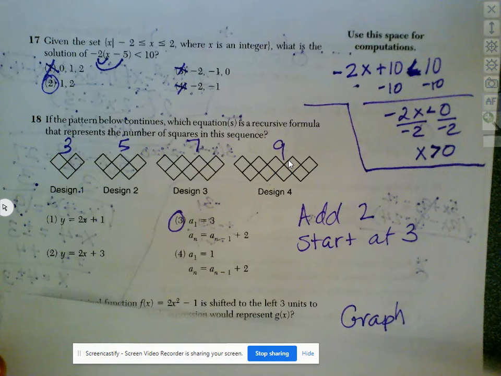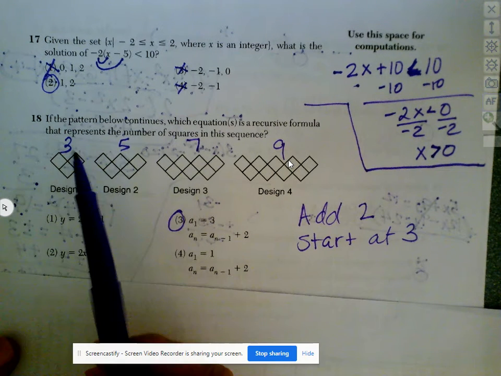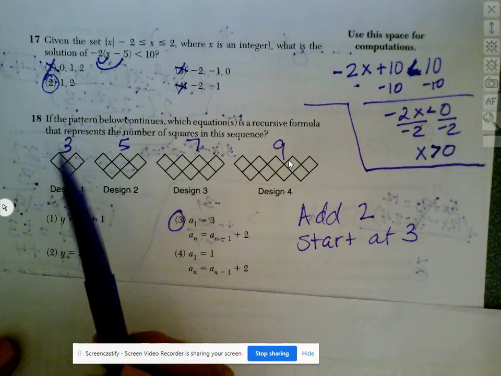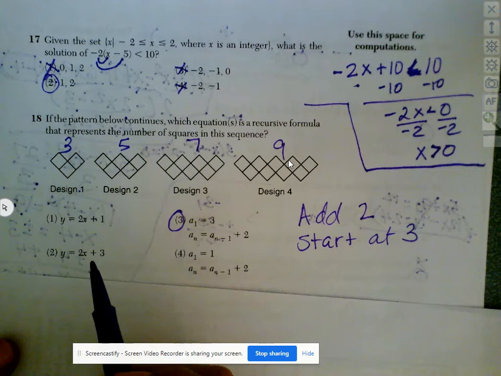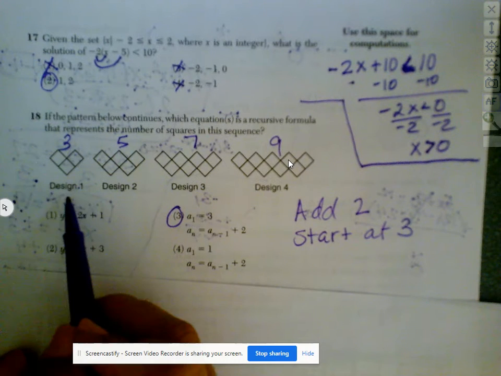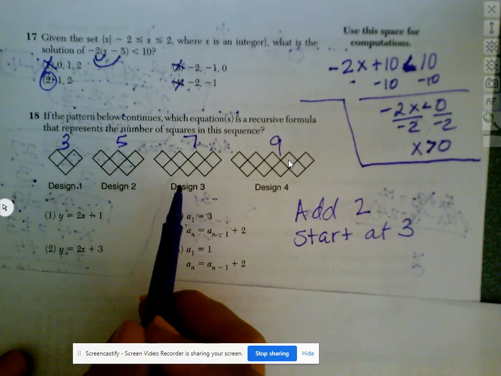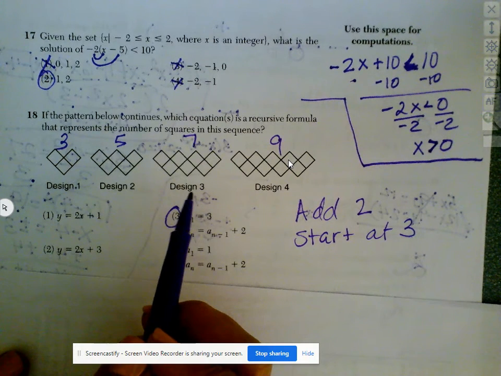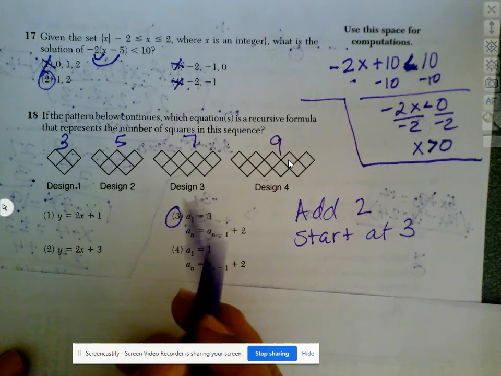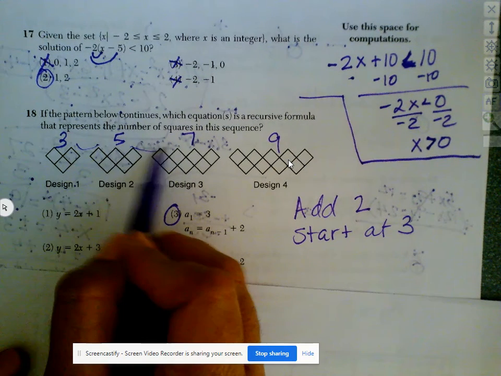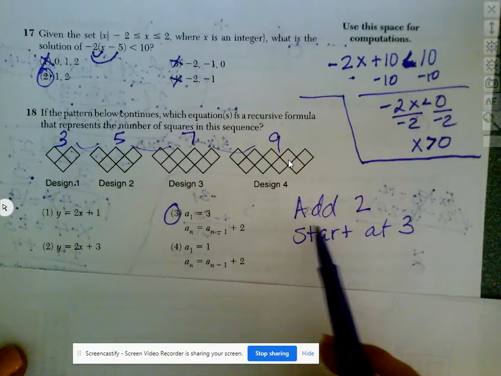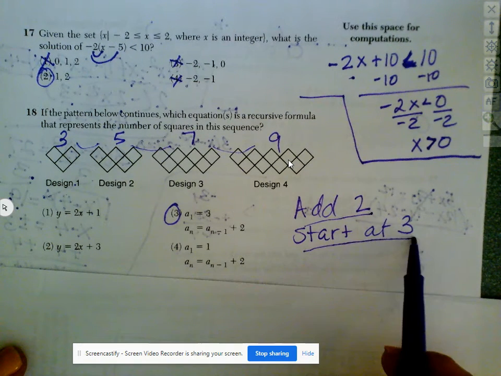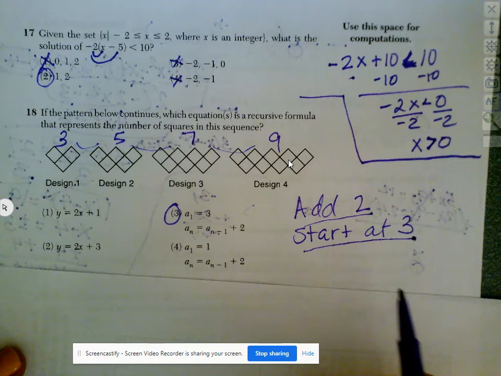Okay, the next one is looking for a pattern. So it says, if the pattern below continues, which equation is a recursive formula that represents the number of squares in the sequence? So design 1 has 3, design 2 has 5 squares. Design 3 has 7, design 4 has 9. So we can see we have to add 2 each time to get to the next step. So our start value is 3, and we add 2 each time.